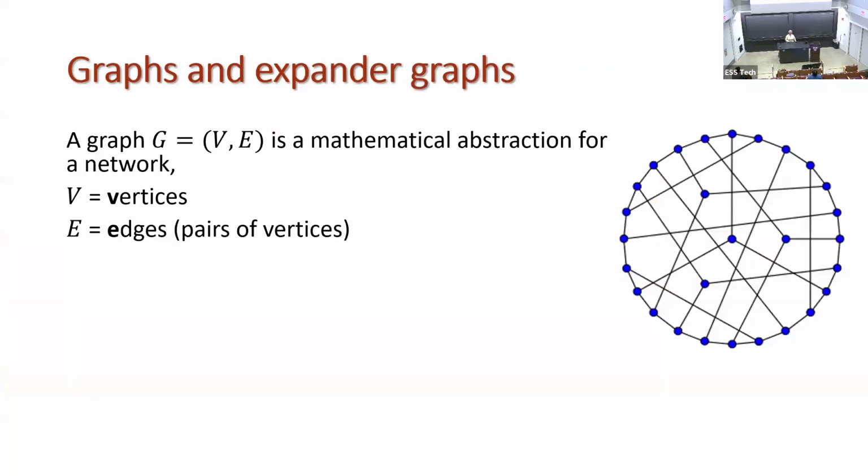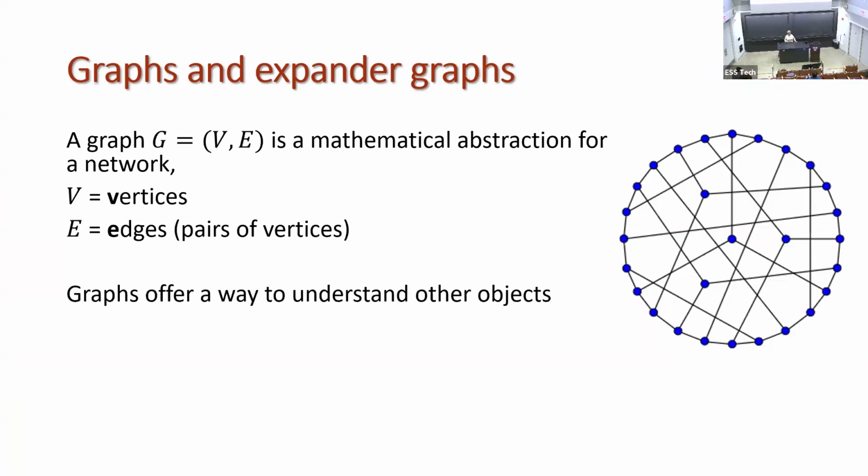Okay, so what is a graph? It's just a collection of vertices. We draw them as these little dots, and edges, which are pairs of vertices. And it doesn't really matter how you draw them. What's important is which pairs are connected and which pairs aren't connected. That's our graph. And they offer us a way to understand objects by removing a lot of the extra information and focusing just on the information in the graph.